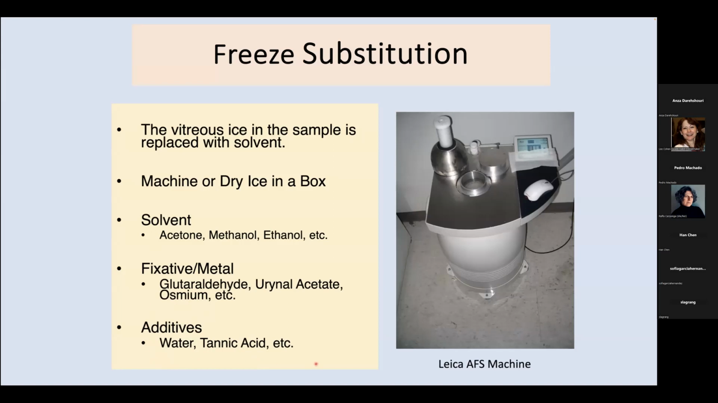And then you will find protocols where there are additives. Some folks add a little bit of water to the sample. They think that helps with their staining. There are protocols that add tannic acid as a mordant, which helps with binding of osmium.